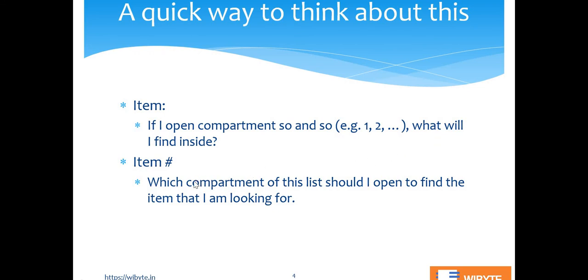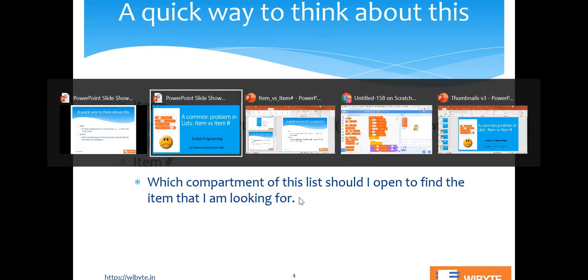Item number, on the other hand, is a question where you are saying, which compartment of this list should I open to find the item that I am looking for? For example, item number of E in the previous list was 5, because I have to open box number 5 to find an E inside. Now let's look at several examples, I'll give you a lot of examples from here.